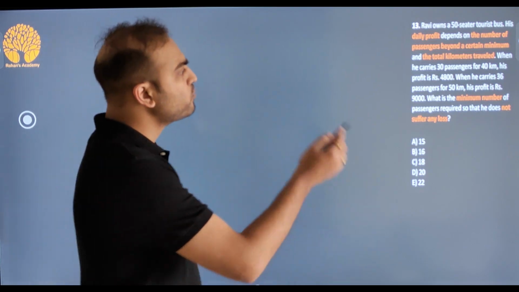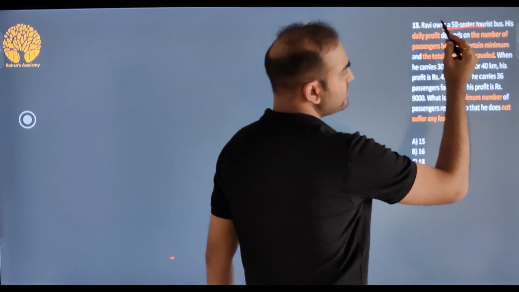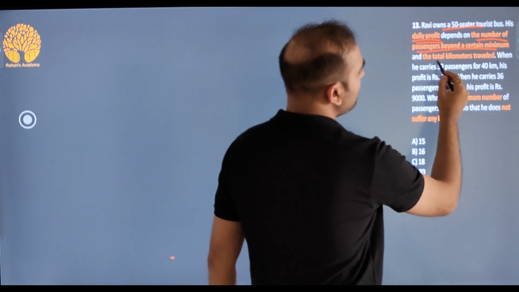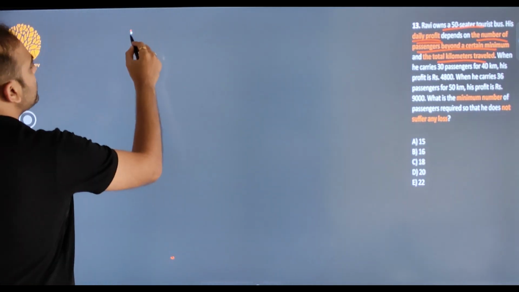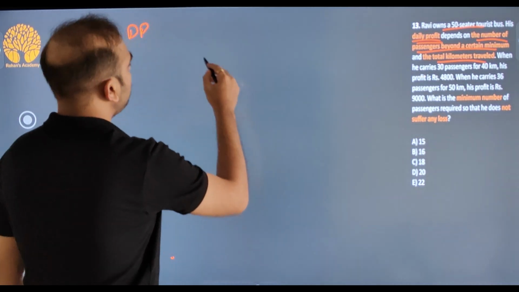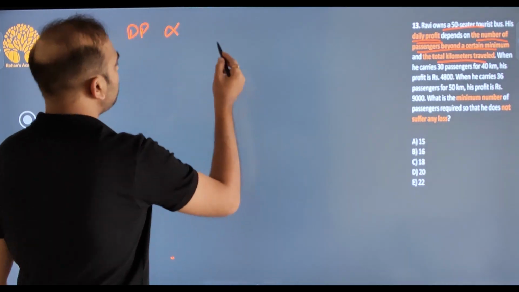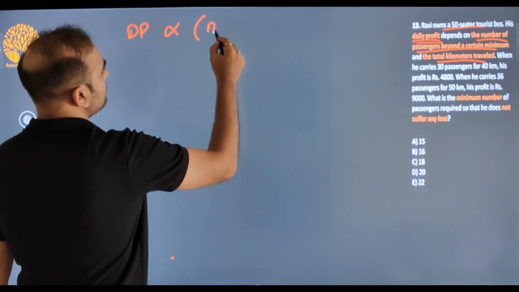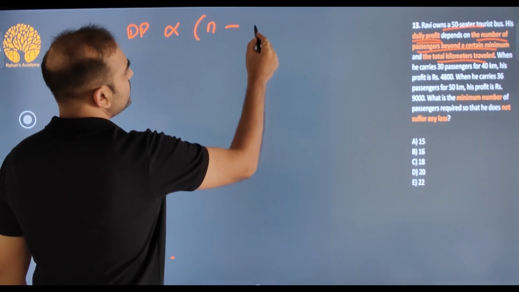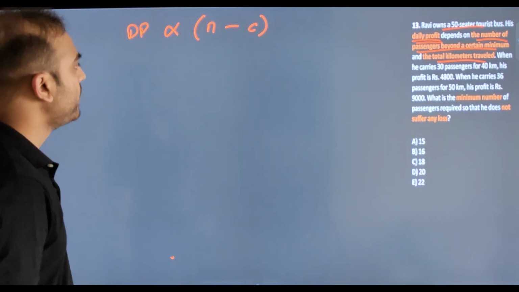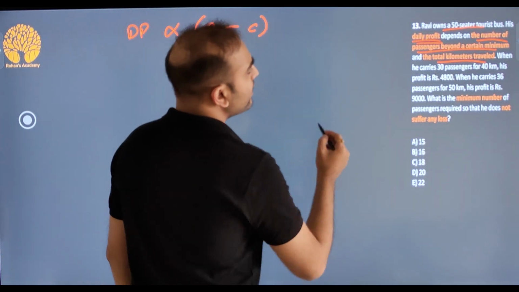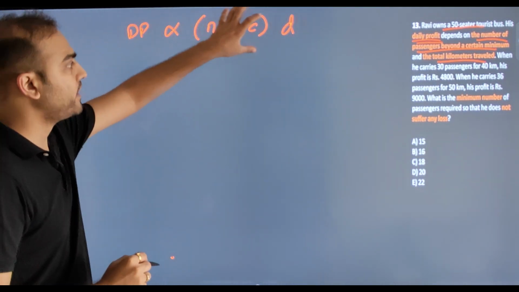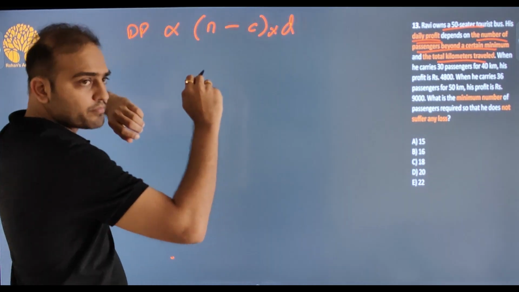This is again something similar to what we did just now. So he has a 50-seater tourist bus. The daily profit depends on number of passengers beyond a certain minimum and total kilometers traveled. So your daily profit is directly proportional to the number of passengers you carry minus the certain minimum, say C, and total kilometers traveled, the distance you travel. Again, this is directly proportional, so we can just combine them and multiply.